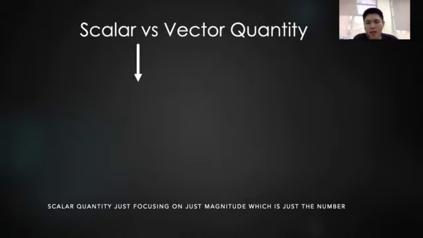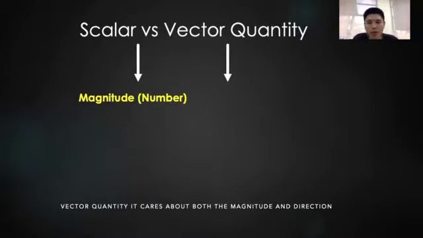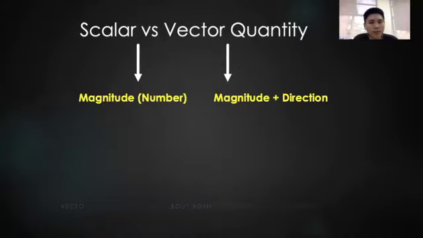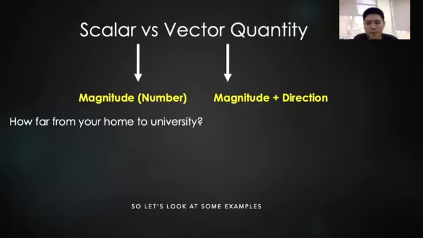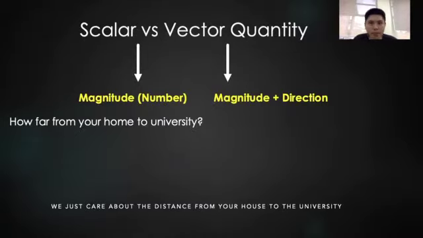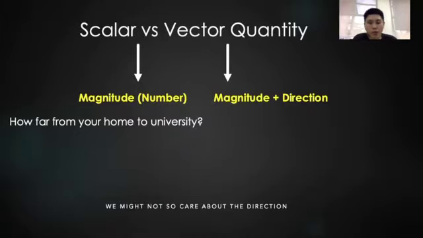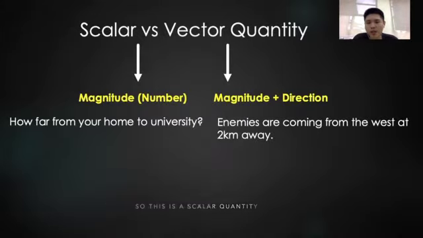A scalar quantity focuses just on the magnitude, which is just the number. A vector quantity cares about both the magnitude and the direction. Let's look at some examples. How far is it from your home to your university? We just care about the distance from your house to the university. We might not care about the direction. So this is a scalar quantity.